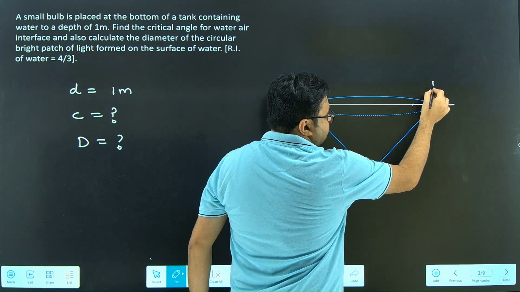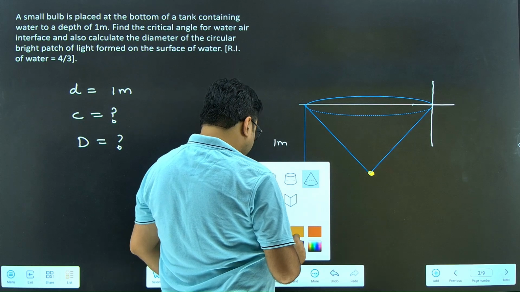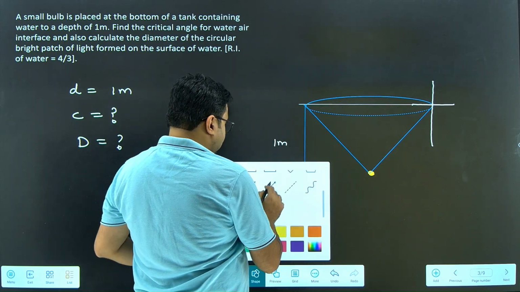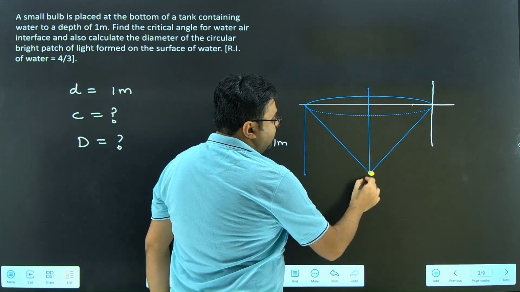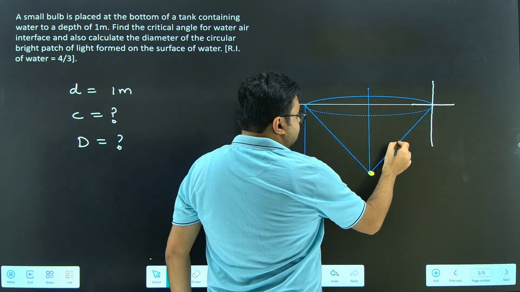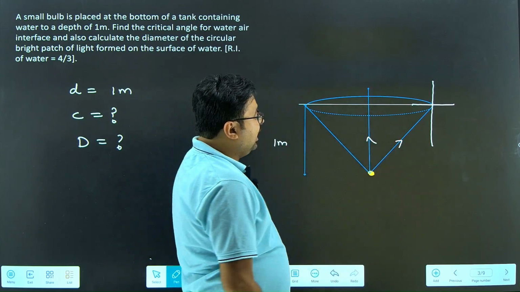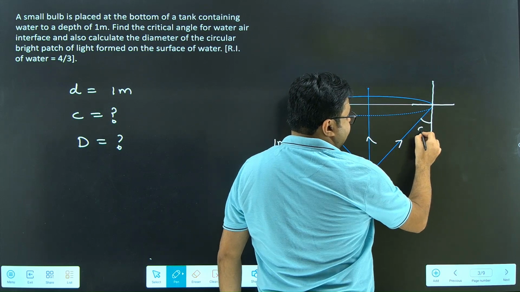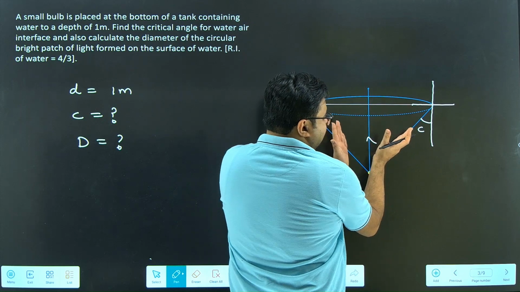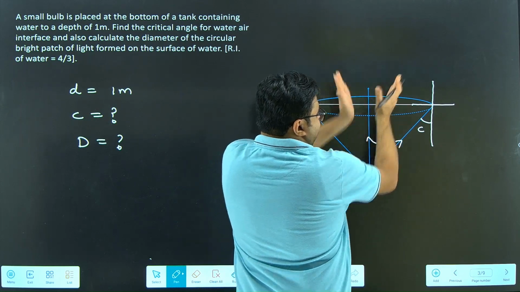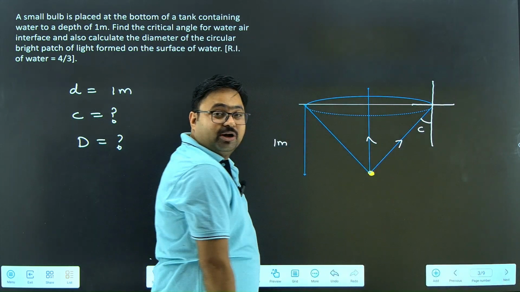Let me draw the normal here. That's a normal, my dear friends. And then maybe we will imagine that one ray of light goes straight up, and the other ray of light is going this way. This ray of light is incident at the critical angle, so I shall draw that angle to be C. Those rays which are incident at an angle lesser than the critical angle will go out, and those rays of light which are incident at an angle greater will go inside water back again.